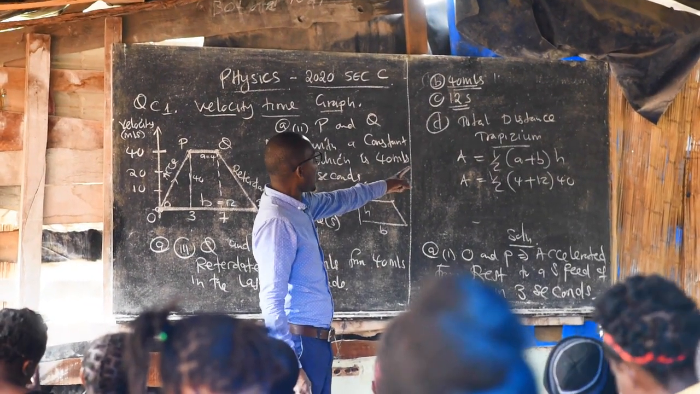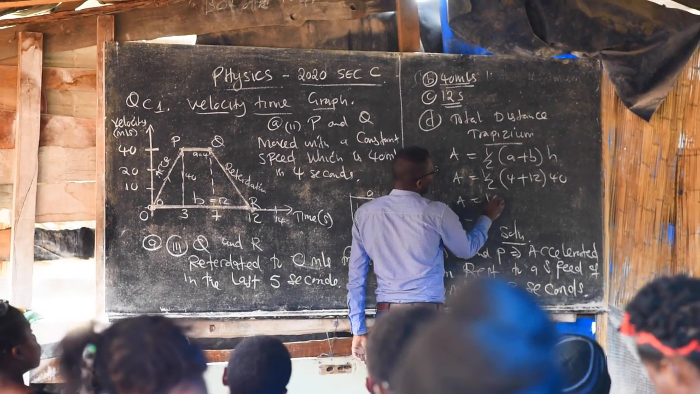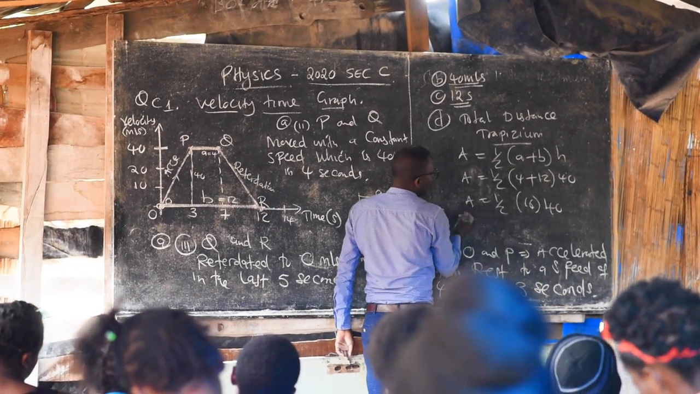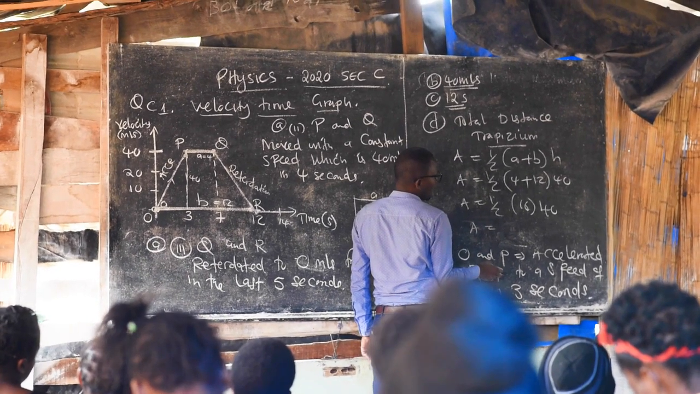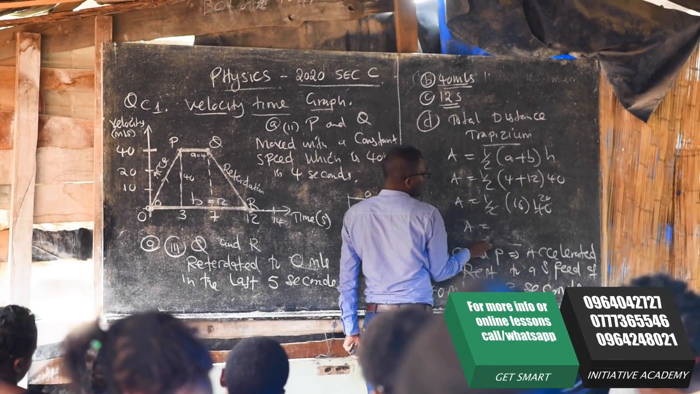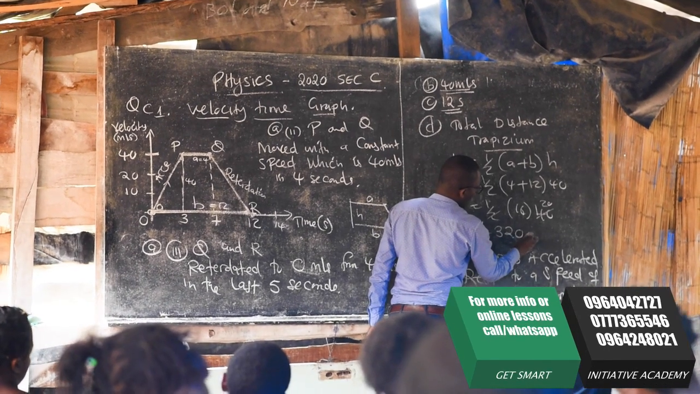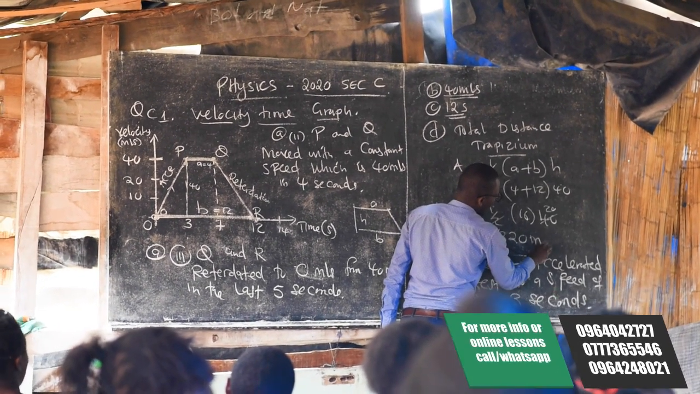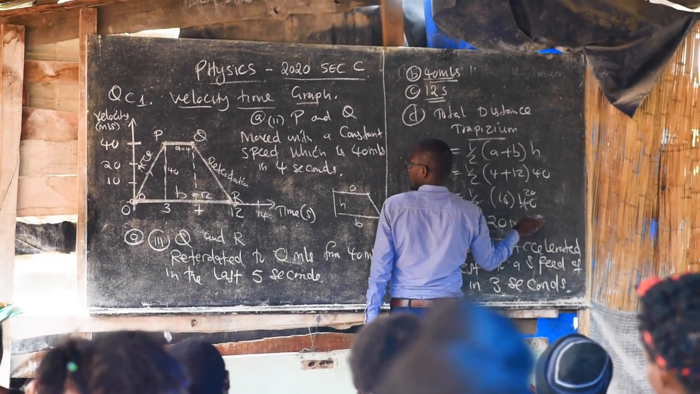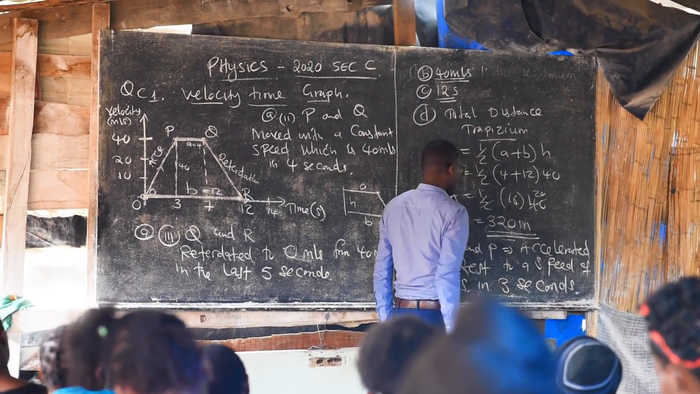From there we can add what is in the bracket: 4 plus 12 is 16. Then the 40 this side. So what is our final answer if you're using a calculator? You can just say half of 40 is 20. 20 times 16 is 320. That is it. Meters. Just meters, because we are calculating the distance.